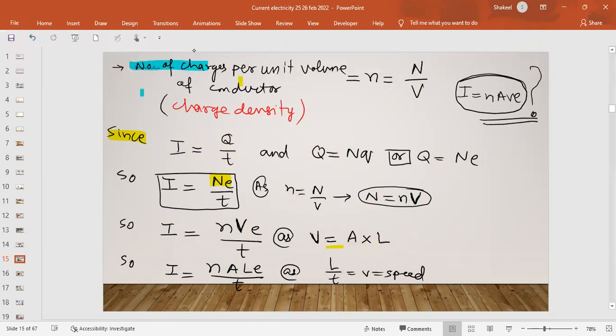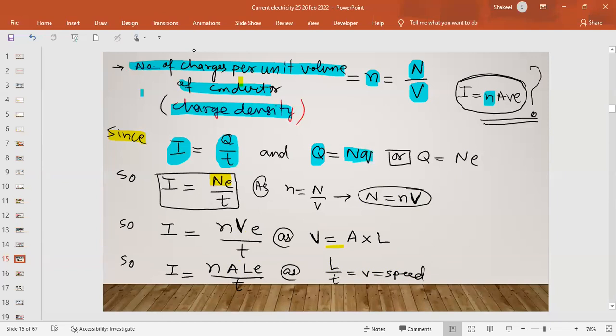So let's say the number of charges per unit volume of the conductor is known as charge density. This small n is known as the number of charges per unit volume, capital N by V. So small n is capital N by V, and this is charge density. And we know that current is charge over time. And we also know that charge is NQ, meaning N number of charges and Q charge on one.